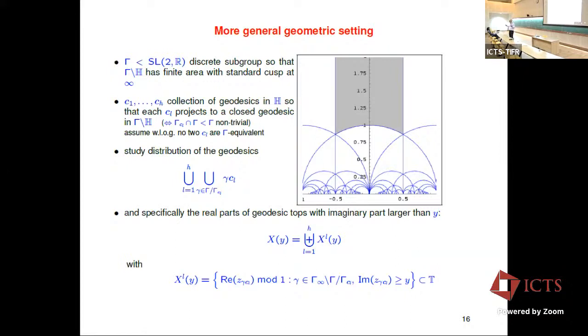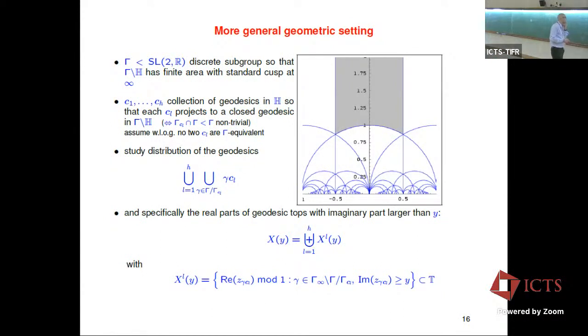I pick one closed geodesic, your favorite one, or also a finite collection of them if you want. And then I look at the orbit of this closed geodesic lifted to the upper half plane under the group gamma. I get a whole lattice of geodesics. Do you all see that picture? It's a bit like this. That's basically starting with this geodesic, and then I look at all the geodesics that I can obtain by acting with my discrete group. So here it is. That's the kind of object I'm looking at, and I want to understand their distribution.